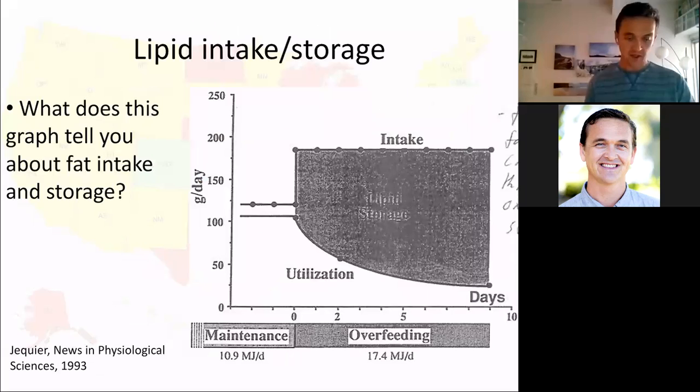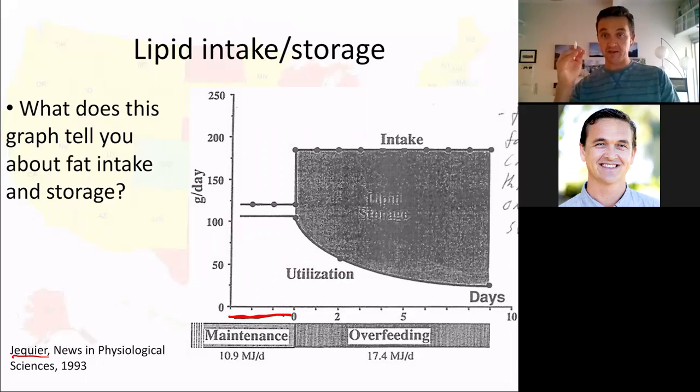Okay, and one thing I want to make a point about up here is some of these classic studies by Jequier and colleagues from the early 90s. These were overfeeding studies. They took people and had them on a maintenance diet for a few days. Here, okay, that's this part. They got them right at caloric balance, getting in the same amount that they were expending. Then from there they started overfeeding them by a lot of calories, a lot of extra grams.